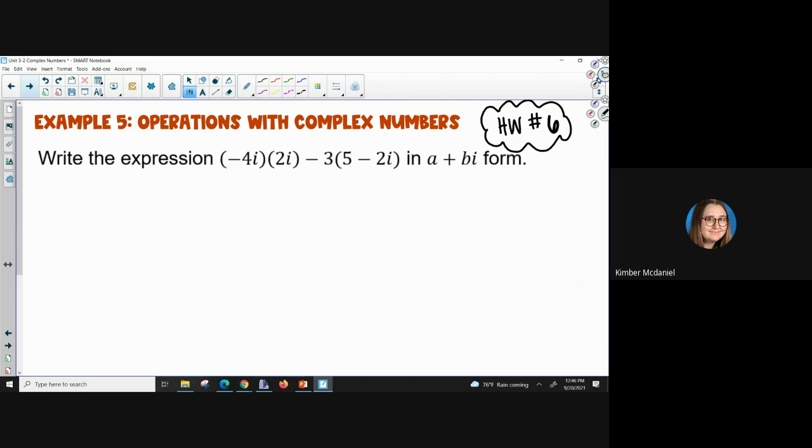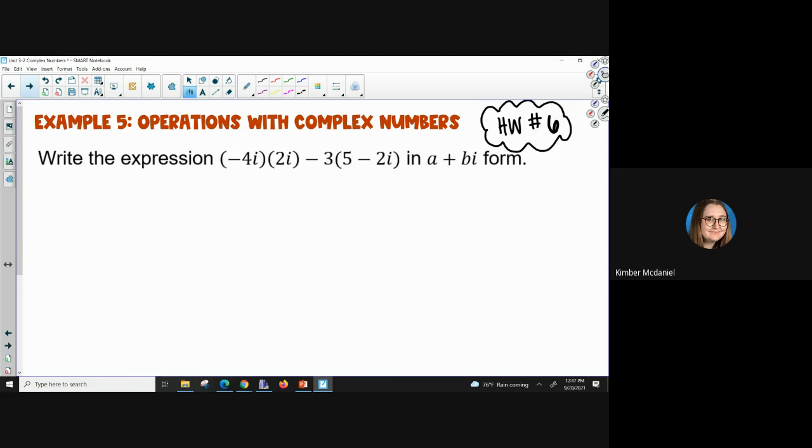If you feel confident in what we're doing, by all means, try this one on your own, because I think a lot of you are at the point where you can do this problem on your own. But let's look at it. So it says, write the expression negative 4i times 2i minus 3 times 5 minus 2i in a plus bi form. Again, start by recognizing, do we have anything that we need to replace? So any i squareds? No. Next, ask yourself, is there anything we need to distribute? Is there? Yes. What things do we need to distribute?